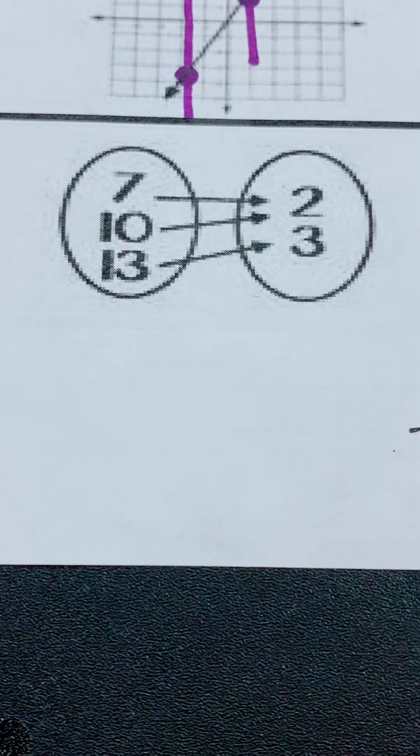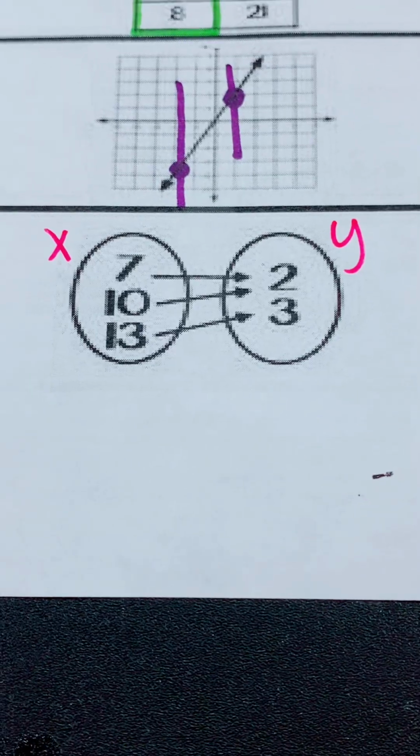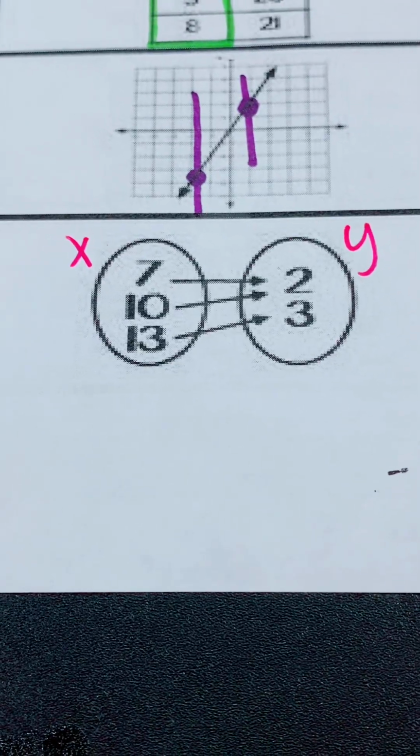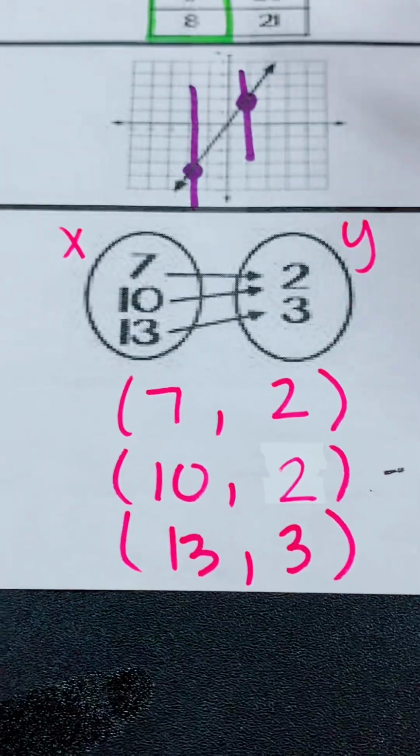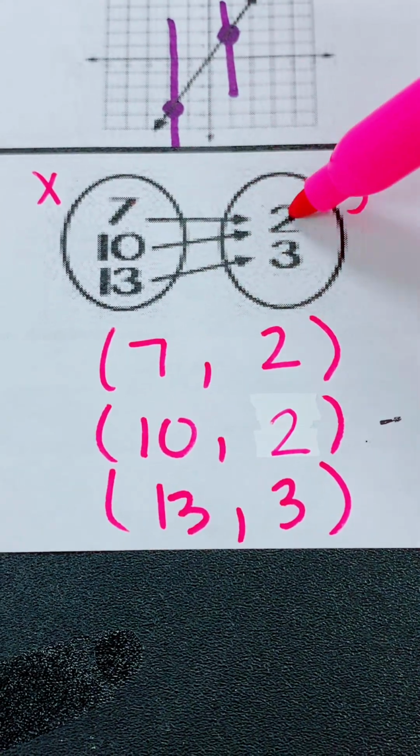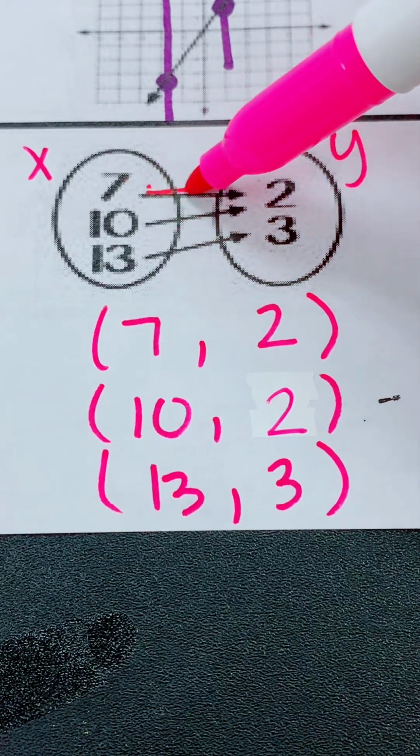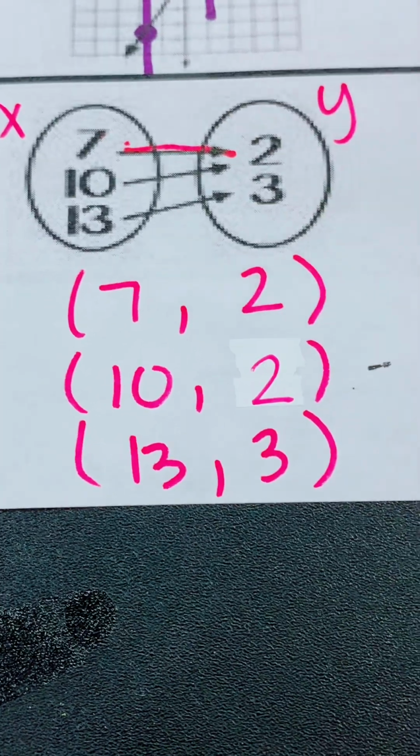Mapping diagrams. Mapping diagrams represent ordered pairs. The first bubble represents my x values, the second bubble represents my y values. So this really represents the ordered pair 7, 2. You see how the arrow is pointing at the 2? That's 7, 2 as an ordered pair.